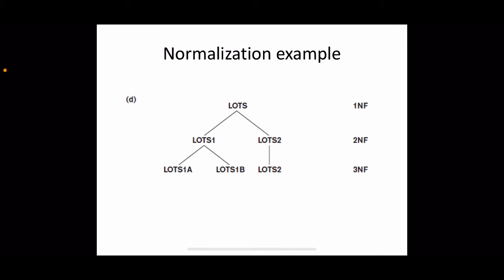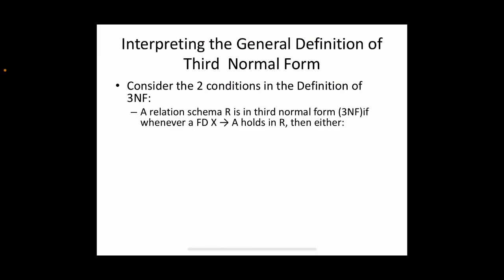So if we try to interpret this general definition of the third normal form, a relational schema can be said to be in third normal form if for any functional dependency X determines A holding in R, either of two conditions should be there. First, either X should be a super key or A should be a prime attribute. So if a relation is not in third normal form, that means both of these conditions are violated, right?